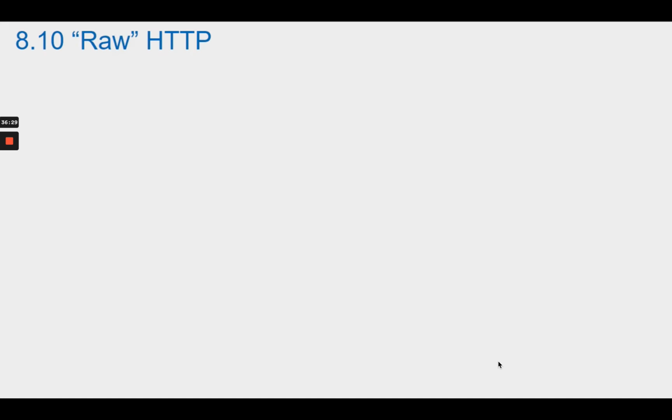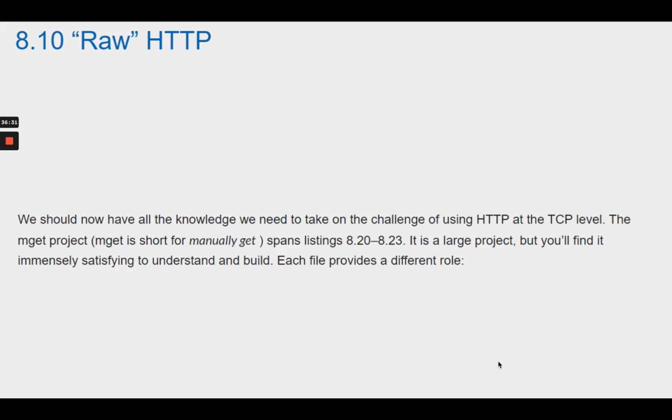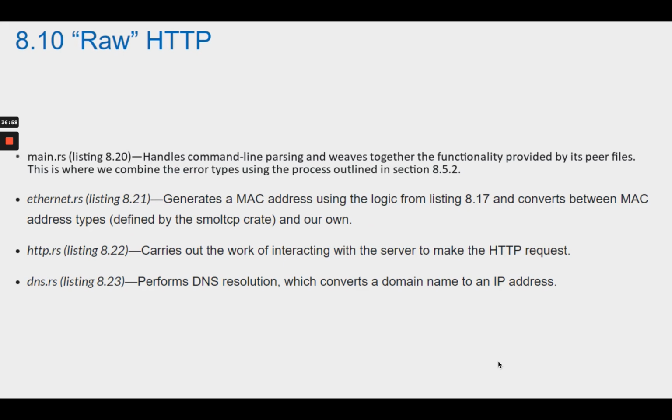Section 8.10, Raw HTTP. We should now have all the knowledge we need to take on the challenge of using HTTP at the TCP level. The MGET project, MGET is short for manually get, spans listings 8.20 through 8.23. It is a large project, but you'll find it immensely satisfying to understand and build. Each file provides a different role. Main.rs, or listing 8.20, handles command line parsing and weaves together the functionality provided by its peer files.